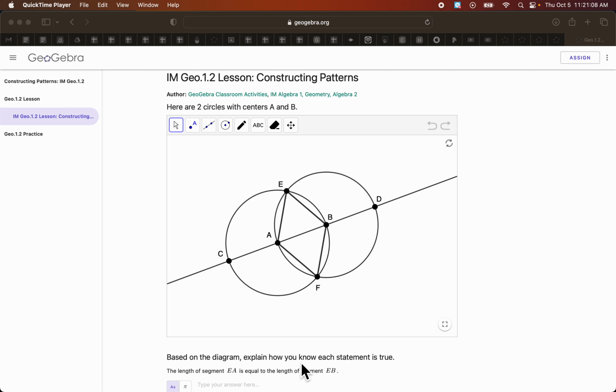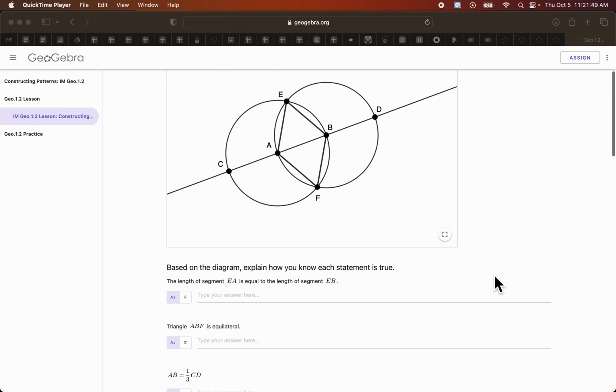Based on this diagram, it says, explain how you know each statement is true. The length of segment EA is equal to the length of segment EB. EA here and EB here. How do we know that they're the same length? Well, if the two circles are the same size, then any radius has to be the same length. So here, for circle A, EA is a radius of circle A. And here, for circle B, BE is a radius of circle B. So if the two circles are the same size, then that means that the two radiuses, or the radii, are the same length.